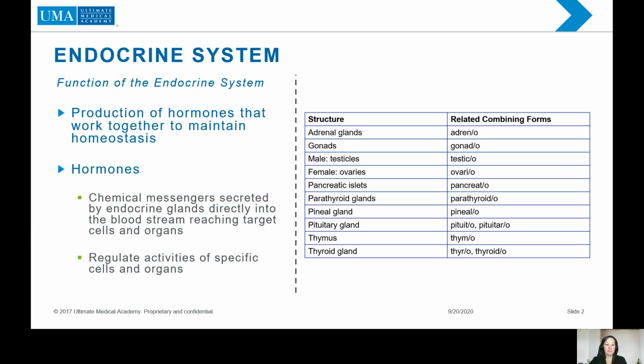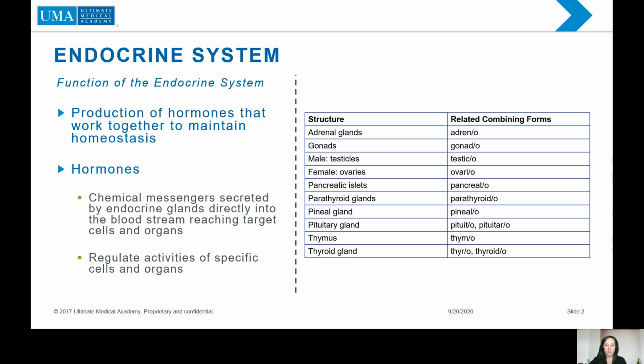So the endocrine system is going to be a production of hormones that work together to maintain homeostasis. And remember, homeostasis is a balance in our body. So our body is always going to work its hardest to either cool us down or warm us up, or just make sure that all of our body is balanced. The endocrine system is going to help with this.